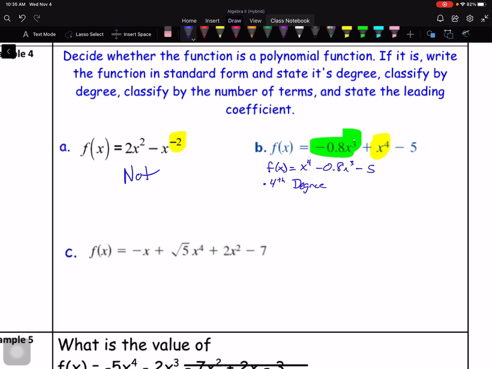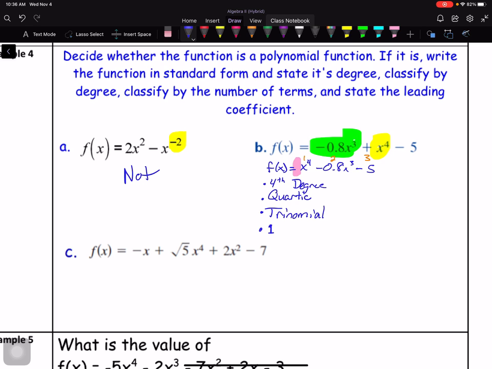Classify by degree. So what do we call a 4th degree? A quartic. Classify by the number of terms. So I'm counting 1, 2, 3 terms. So we would call that a trinomial. And the leading coefficient, once you write it in standard form, is right here in front of my first term. If there's no number there, it's just 1.